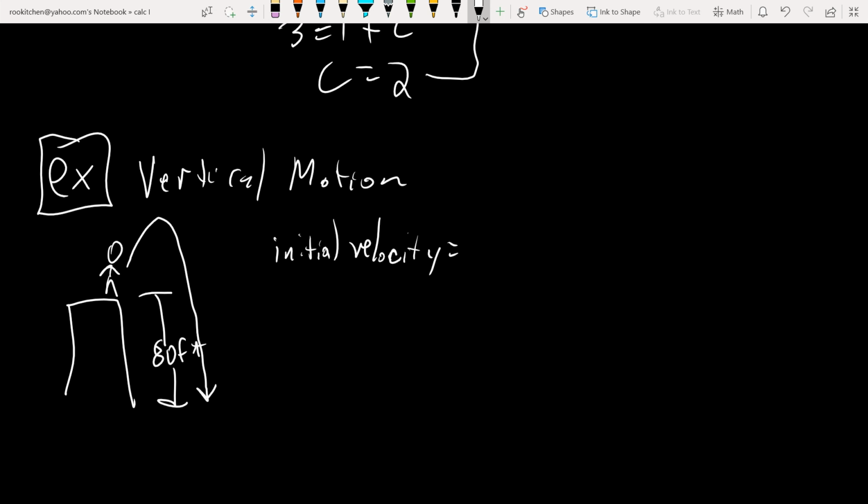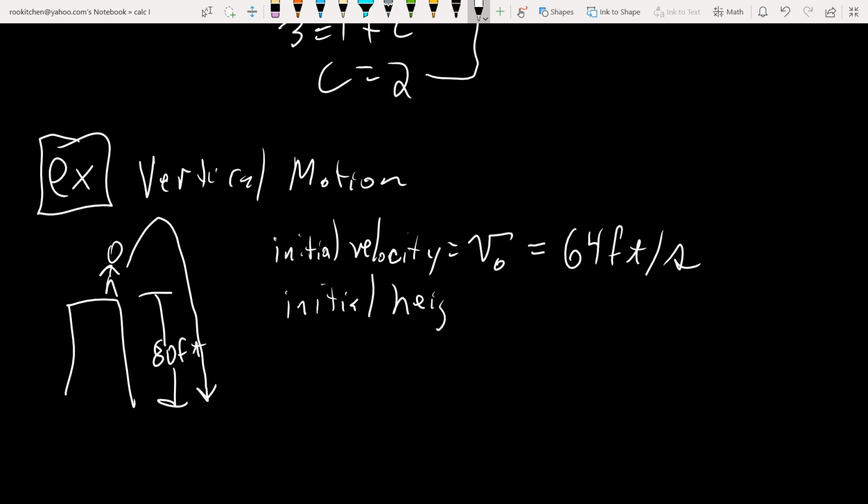velocity, which they usually give the variable v sub 0. That's my cursive v. And in this case, it's 64 feet per second. They're also going to tell you the initial height. Okay, so the initial height is, usually they use s sub 0, so that's my cursive s. That equals 80 feet.